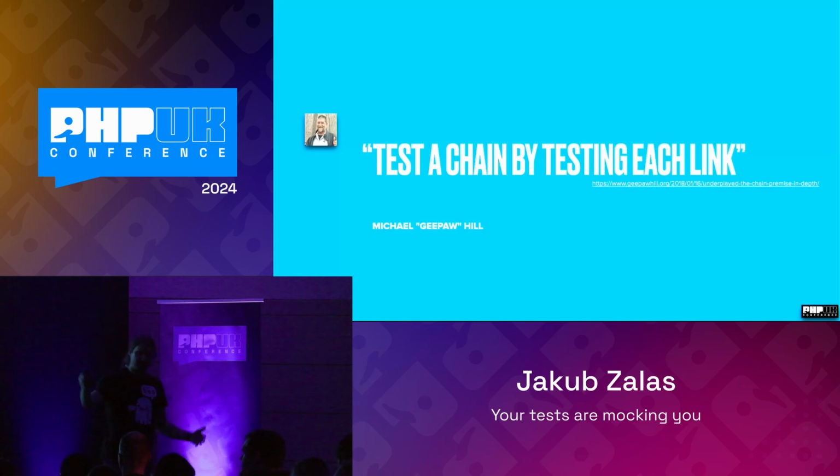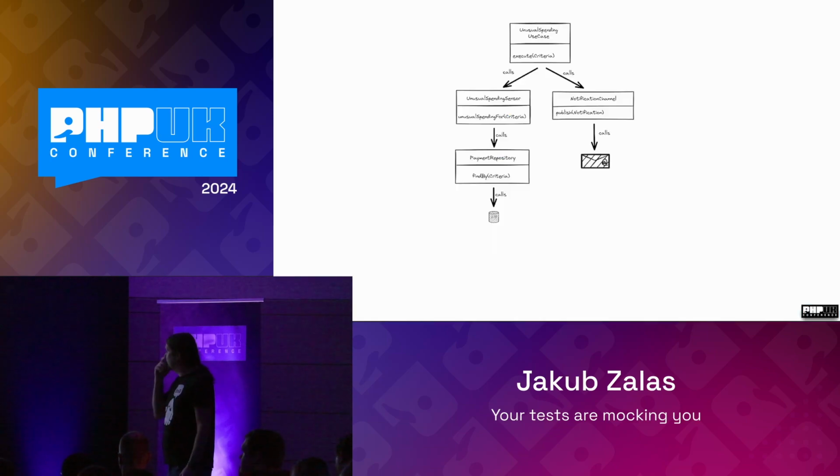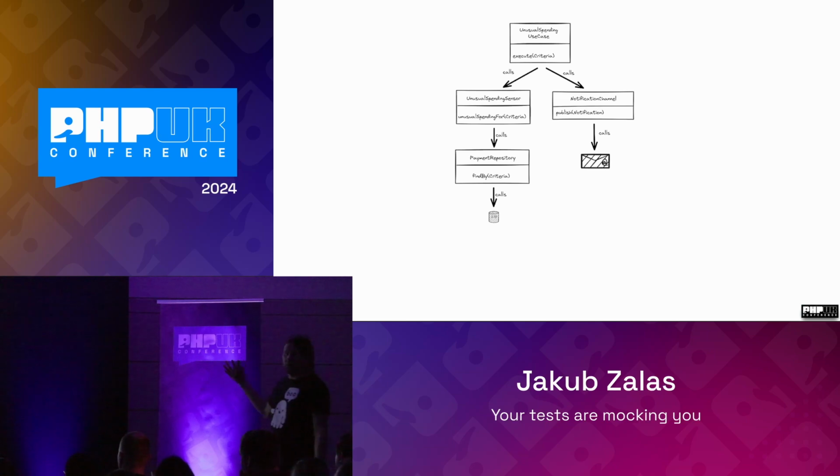So how do we actually approach testing such an application? We test the chain of calls by testing each link. So what do I mean by that? Let's take a specific example that we work with during this talk.